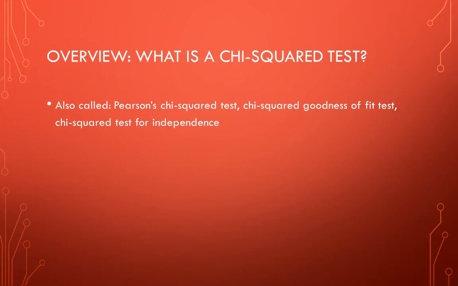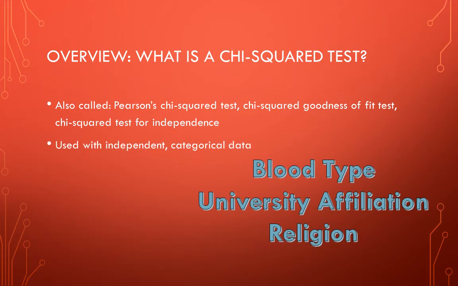We can start with an overview of chi-square tests. Chi-square tests are also called chi-squared tests, so squared or square is the same thing. The particular test we're going to be looking at is Pearson's chi-square test, also known as the chi-squared goodness of fit test or chi-squared test for independence. It's all the same thing. And it's used with independent categorical data. So these are things like blood type, university affiliation, and religion.